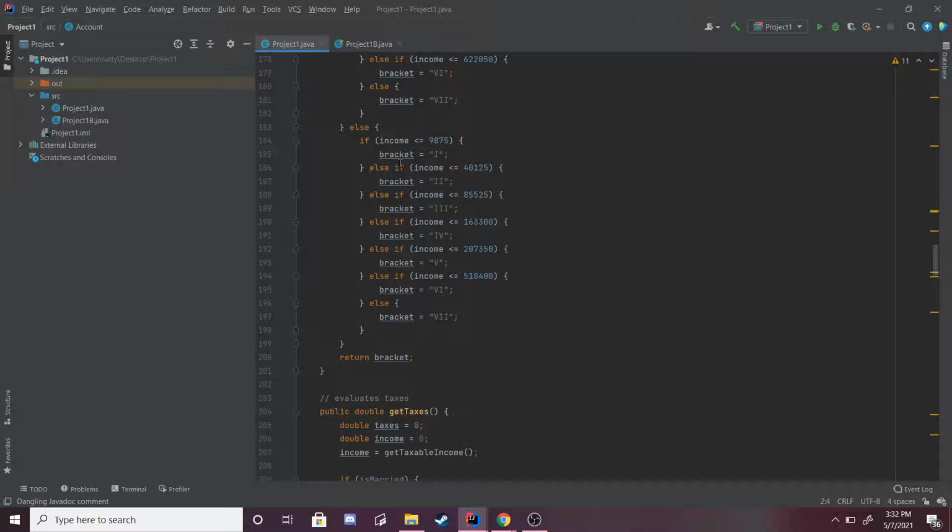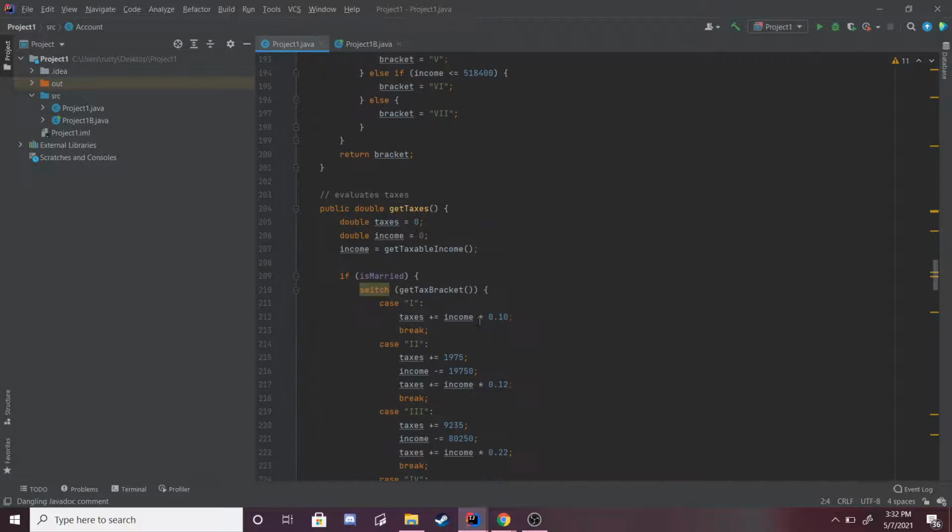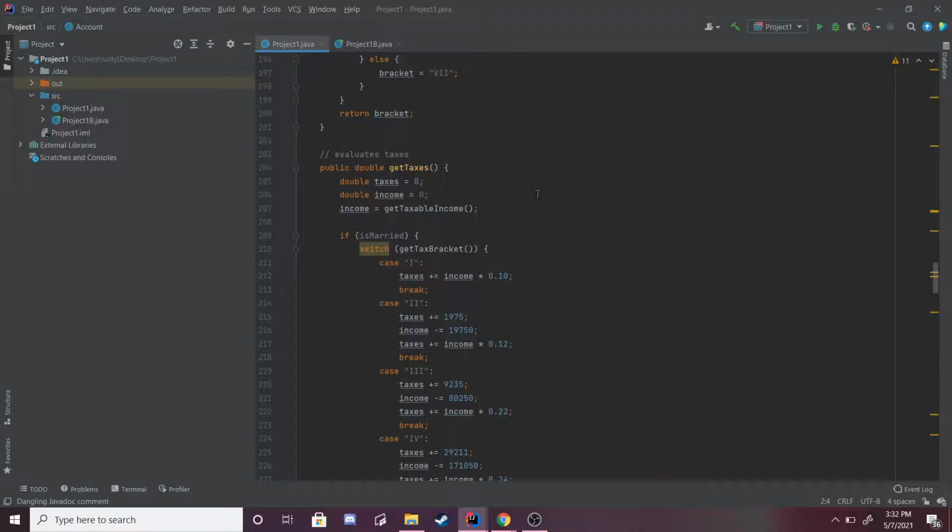Now in this else statement, if the income is less than or equal to 9,875, the bracket is 1. If the income is less than or equal to 40,125, it's in bracket 2. Income less than or equal to 85,525, it's in bracket 3. Income less than or equal to 163,300, it's in bracket 4. Income less than or equal to 207,350, it's in bracket 5. And if the income is less than or equal to 518,400, it's in bracket 6. And this returns the bracket.